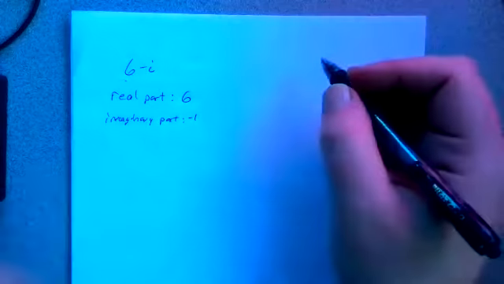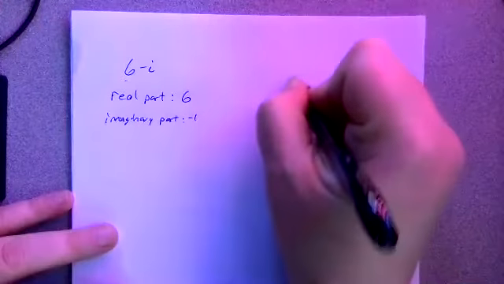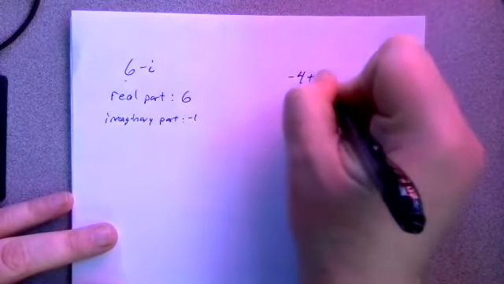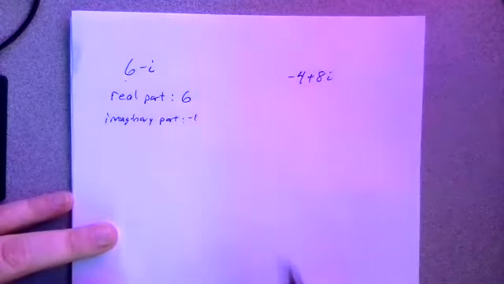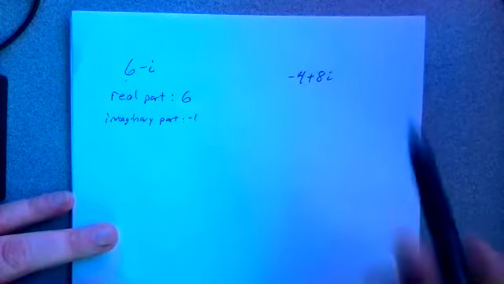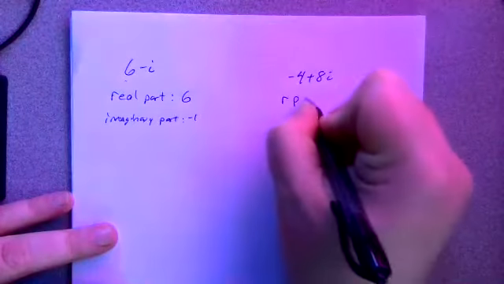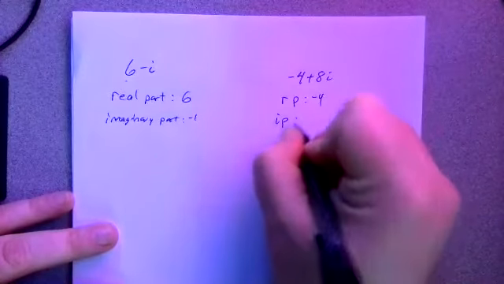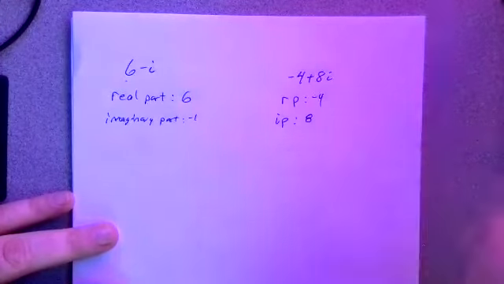Let's do a couple, 2, 3 more. Let's say we had, I don't know, -4 plus 8i. All right, -4 plus 8i. So the real part here is -4. The imaginary part here is 8.